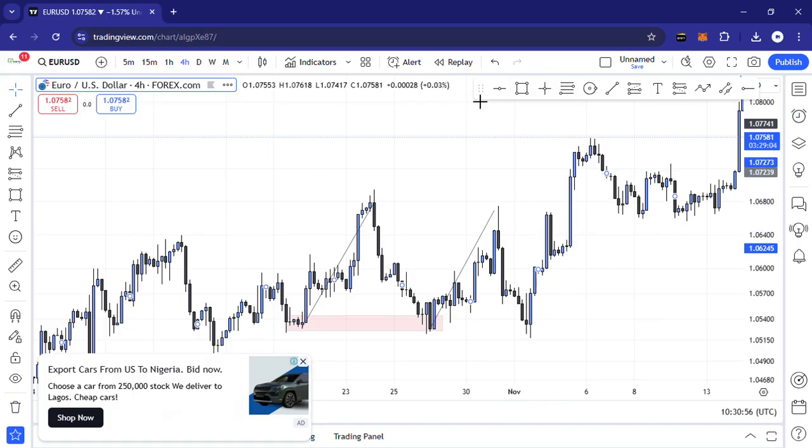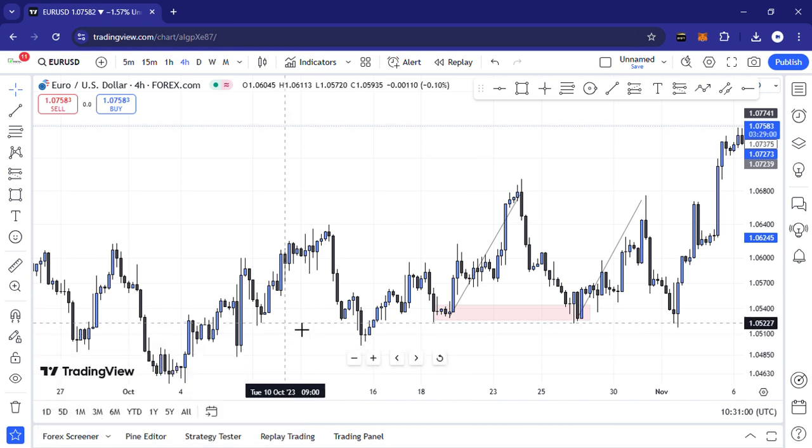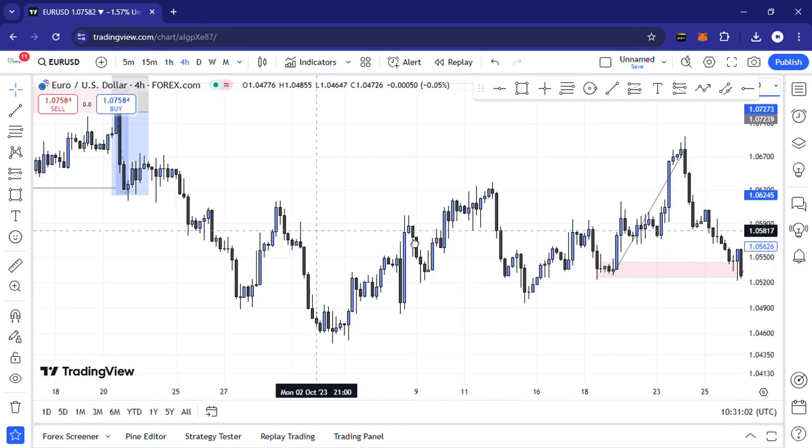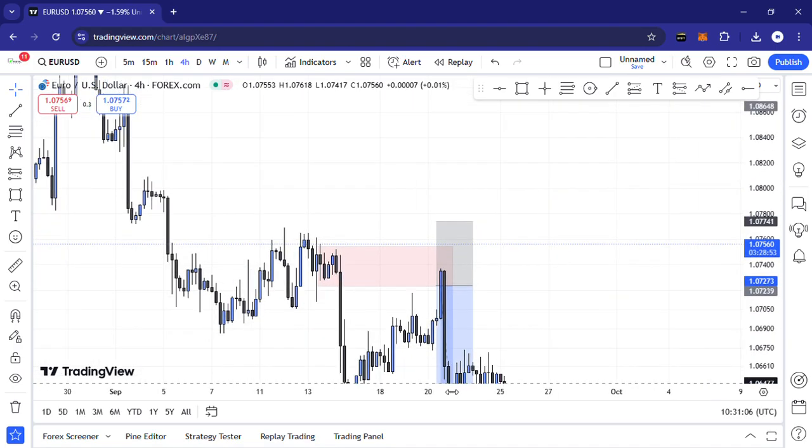So go to your chart, check all these things that we're doing. If you don't understand some things, you can ask a question in the comment section or text me on WhatsApp. So these are a lot of things that you need to understand in the market.